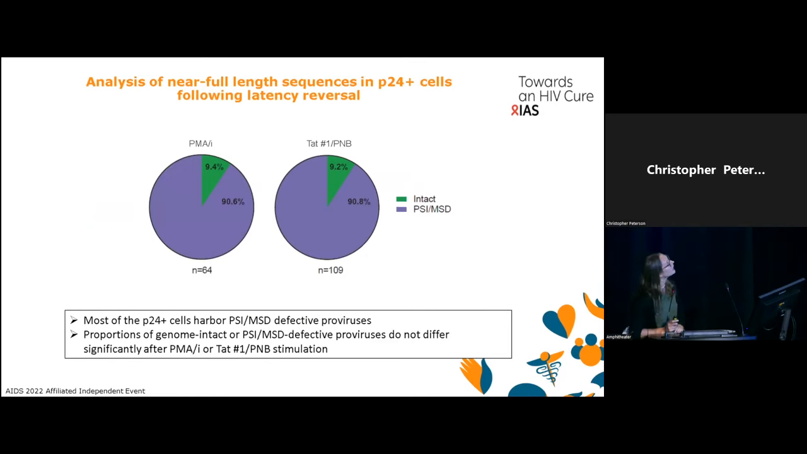So we first look at near full-length sequences in the P24 positive cells following latency reversal, either with PMA/ionomycin or with TAT plus panobinostat. You can see that most of those P24 positive cells actually harbor proviruses that have defects in the Psi MSD region, and only 10% of them are actually intact following stimulation. And if you compare the proportion of genome intact and Psi MSD defective proviruses between these two conditions of stimulation, you can see that the proportions are actually relatively similar.